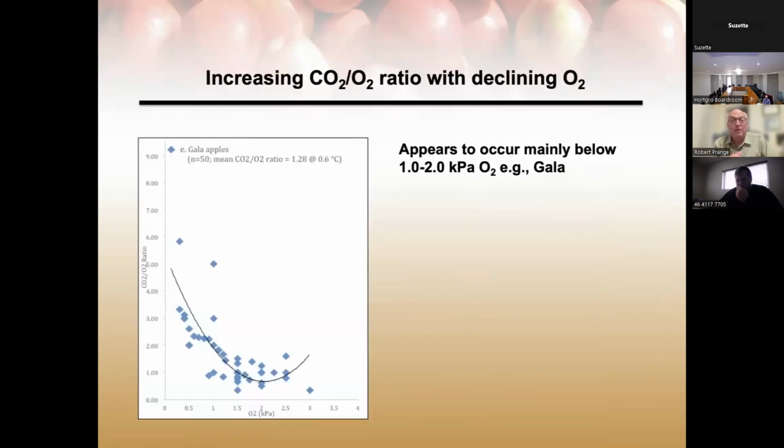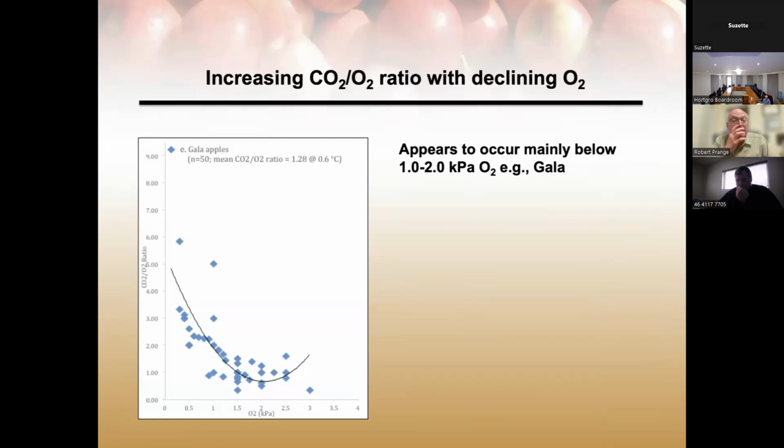Now, I mentioned that oxygen is important. As you drop the oxygen, you must drop the CO2 to maintain a certain specific ratio for that variety. But I've come to find out, and this is with an example of just one variety, Gala, with a huge data set, that once you get down into very low oxygen, in this case, below 1 to 2.0 kPa, which is the same as a percent, so that's 1 to 2%, you get below that, the ratio of CO2 to oxygen can actually go up.